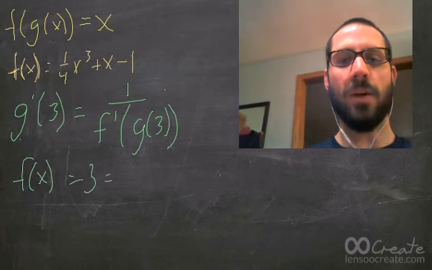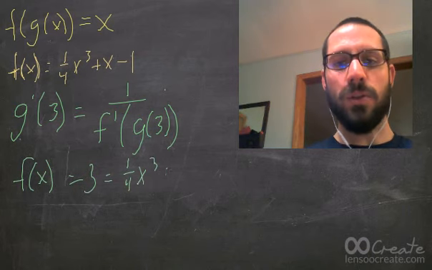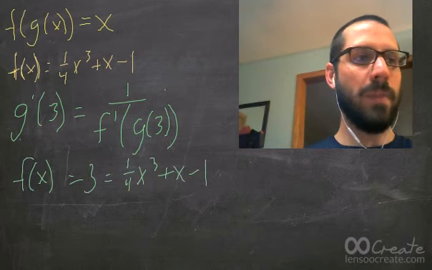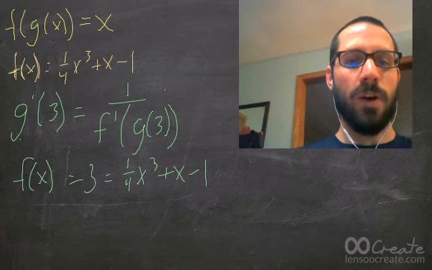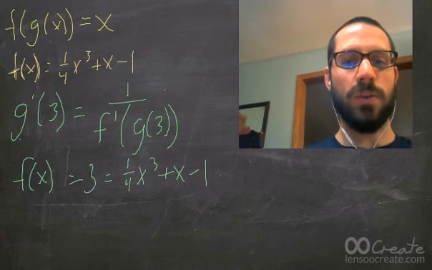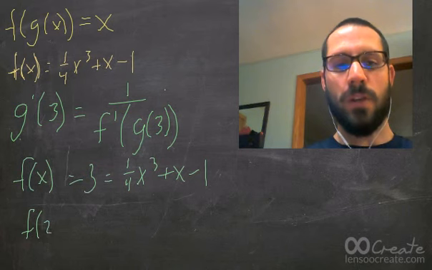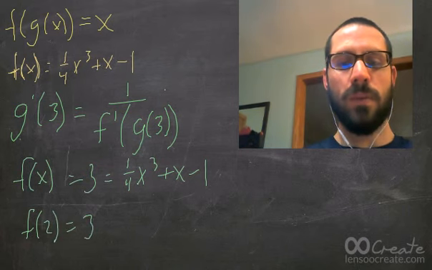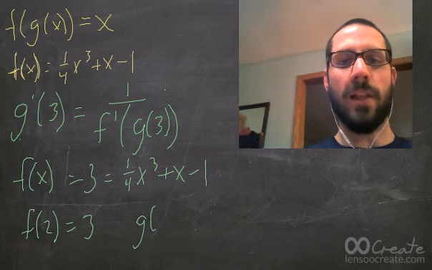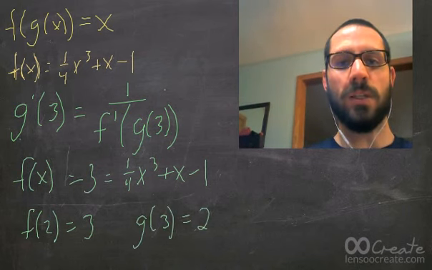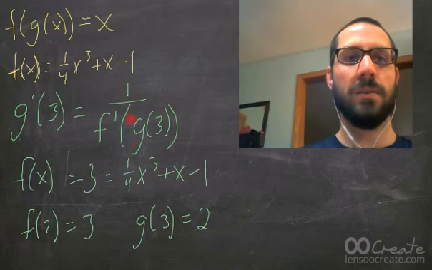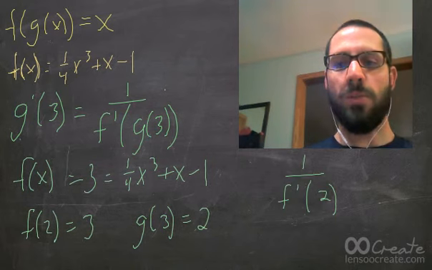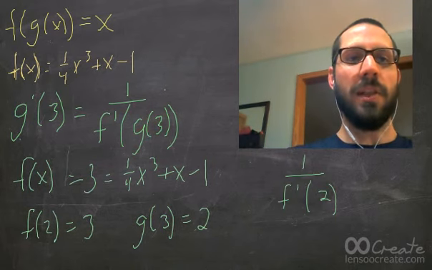So we can set 1/4 x cubed plus x minus 1 equal to 3. I'm going to use my table in my calculator, and I'm going to find that f of 2 equals 3. If f of 2 equals 3, then g of 3 equals 2. So that allows me to put g of 3 is 2 right here. So if g of 3 is 2, we put the 2 into f prime.